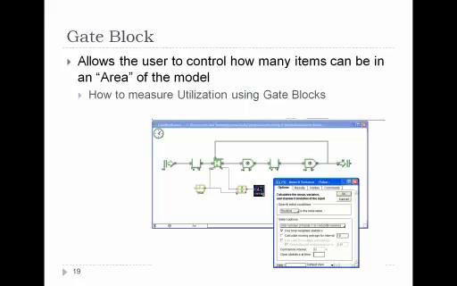Using the gate block is something I use all the time when building relatively complex representations of tools. In assembly sequences or manufacturing sequences where a whole bunch of different steps have to happen in the same area, I use the gate block to represent that whole area, and then use its utilization to measure across that whole area.